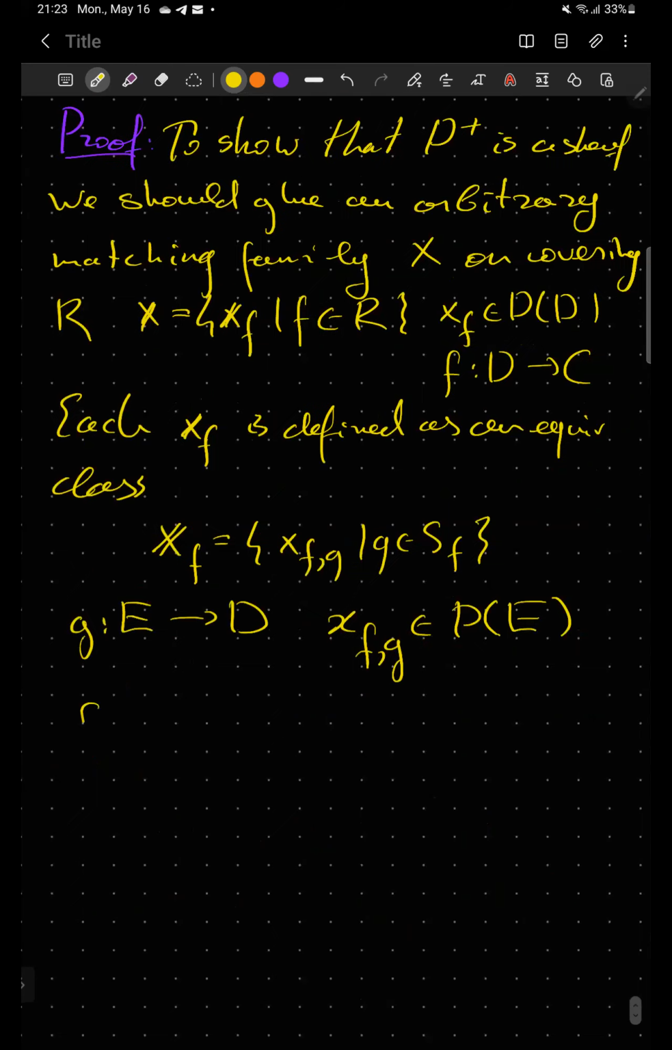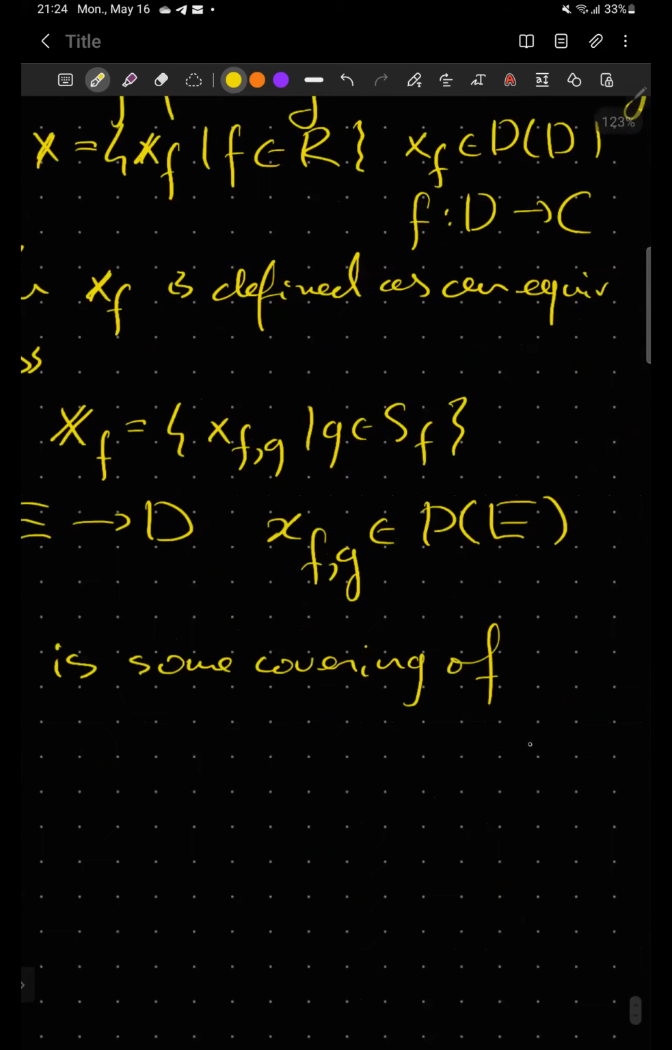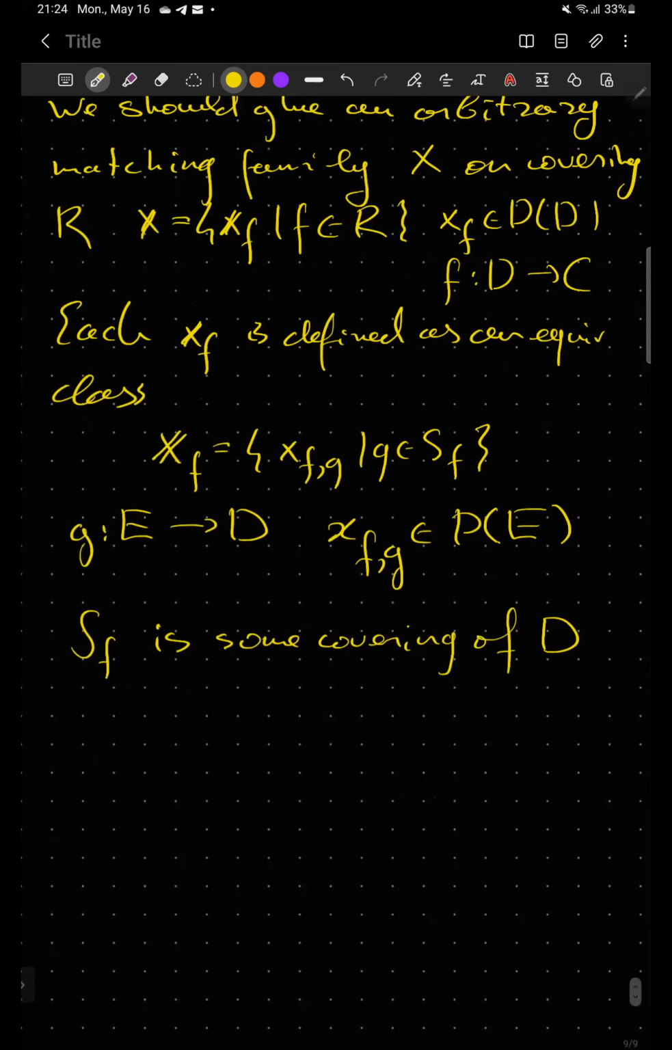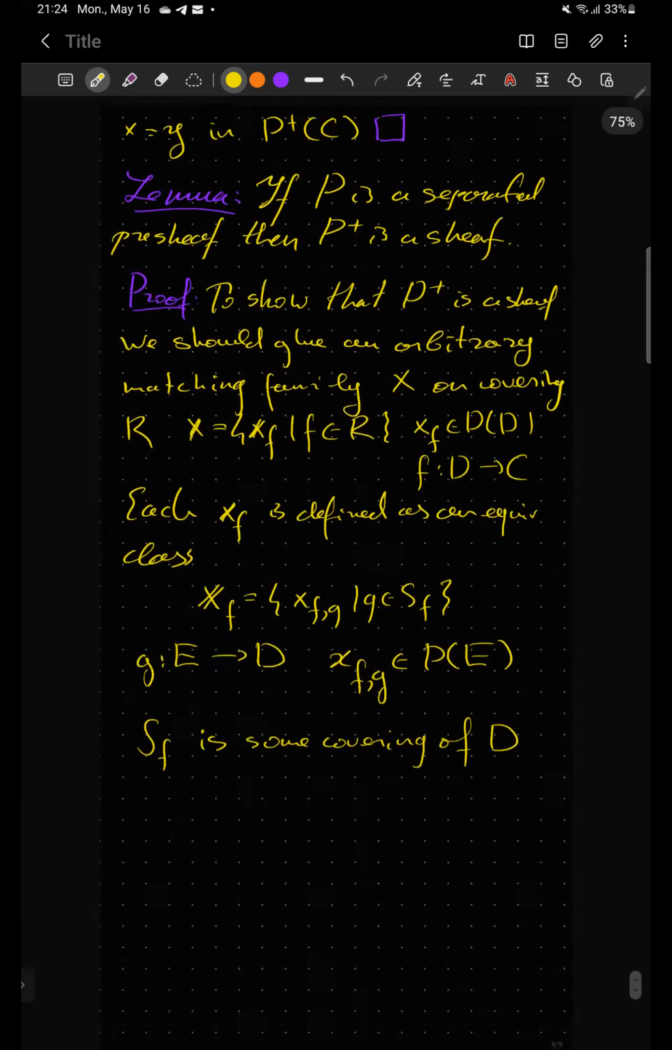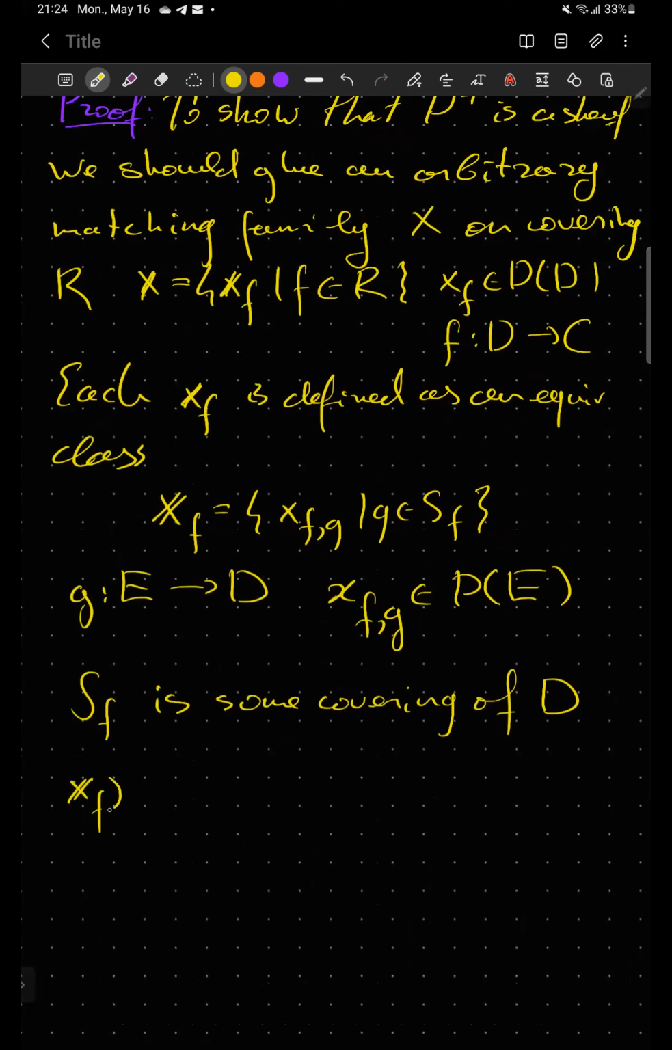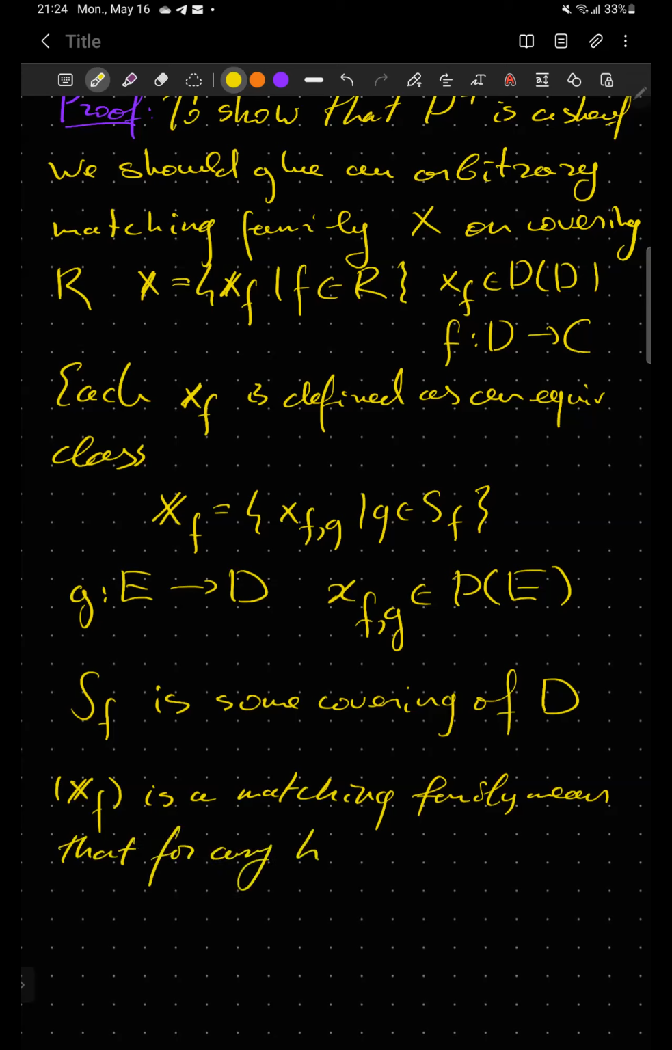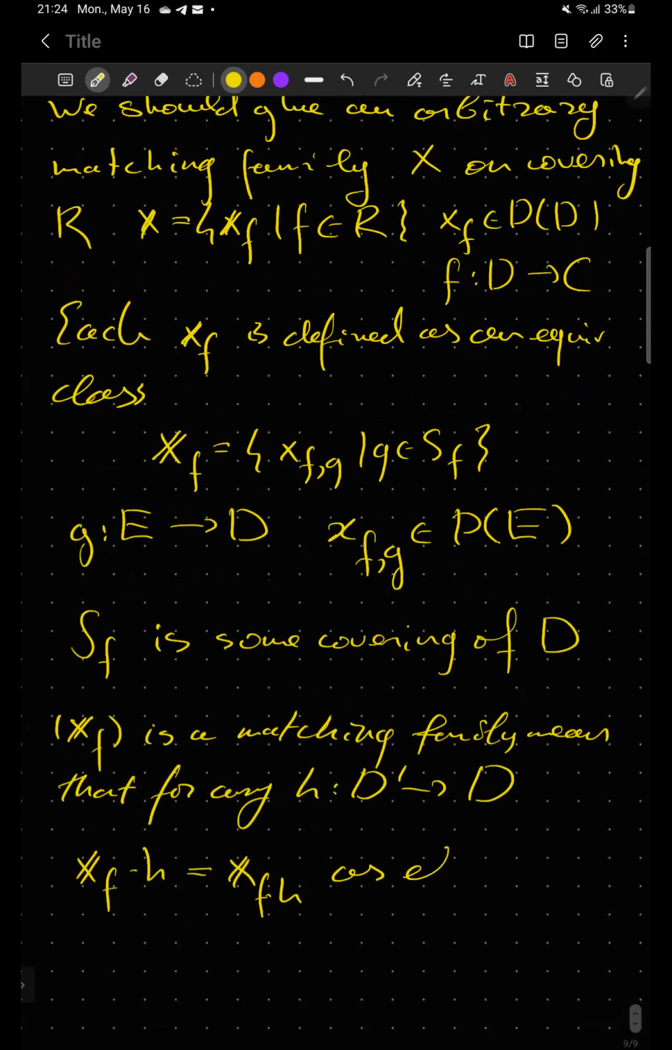And S f is some covering. X f is a matching family, which means that for any h from D prime to D, we have x f h equal to x f h, as elements of P plus of D prime.